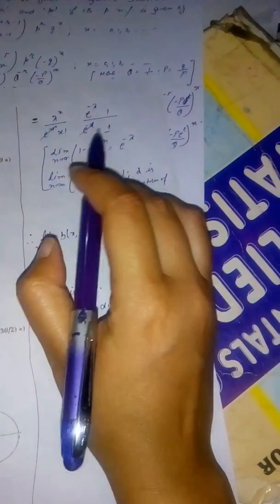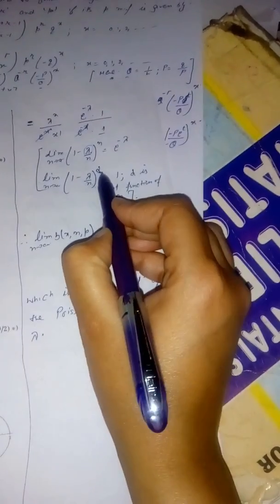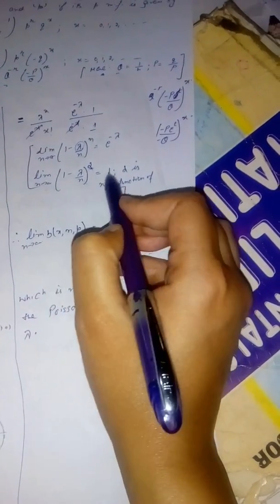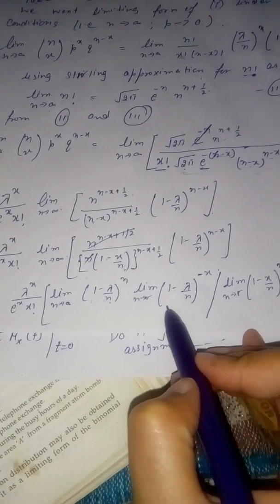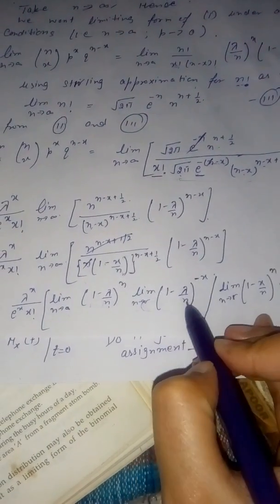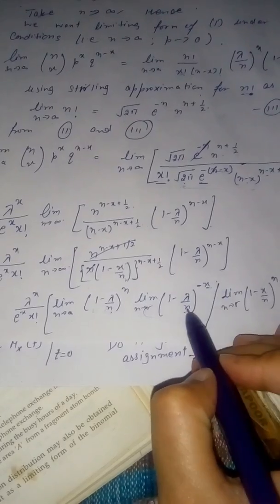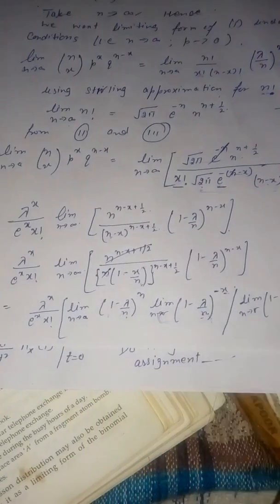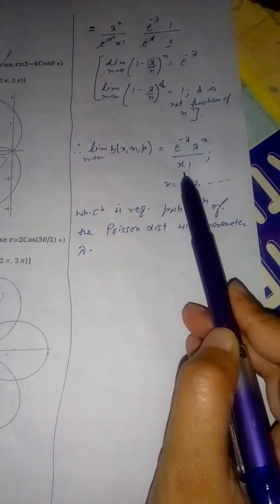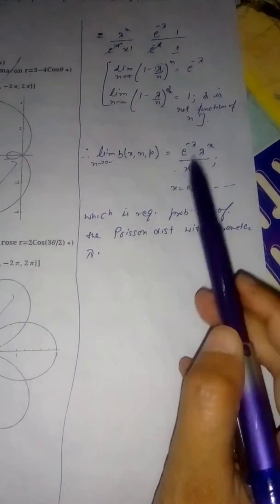Instead of n, here is any other function which is not a function of n, the limit is equal to 1. So this is equal to e raised to power minus lambda and this is equal to 1. Here is n and here is x. x is not a function of n, so this gets 1. So I get these results and finally get the required probability mass function, which is the probability mass function of the Poisson distribution.